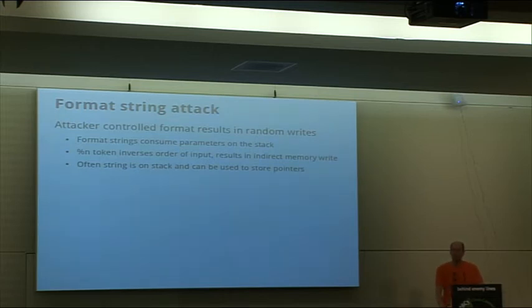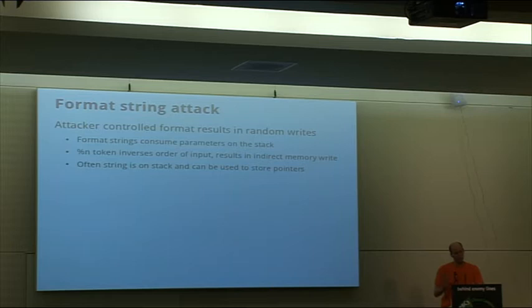If a user can control this first string, he can basically place arbitrary special tokens in that string that read from the stack and also write to the stack if we use the %n token. So the %n token is a very special feature that comes from very old Unix versions that reverse the input and basically results in a random memory write.